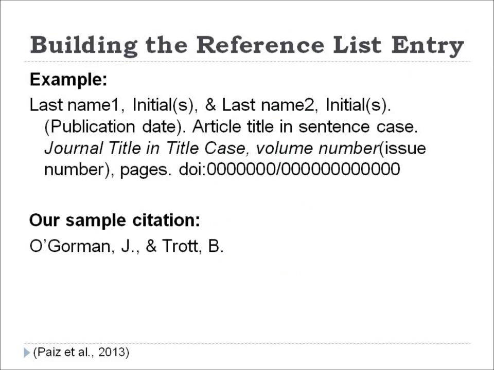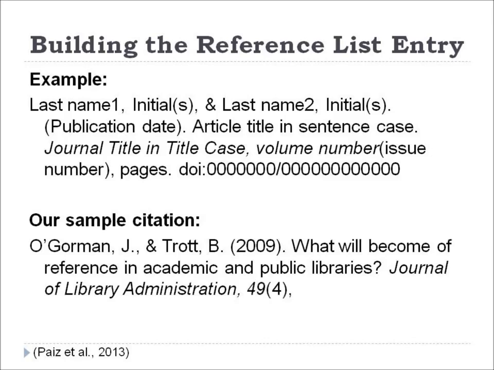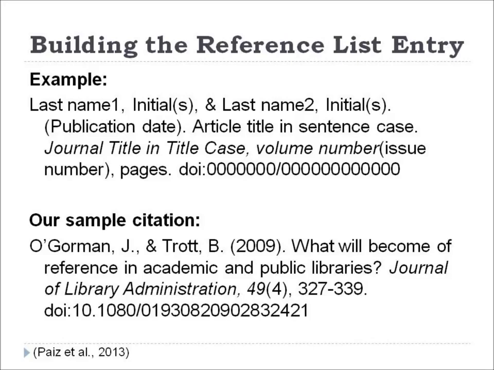We include the names of both authors, separated by a comma and ampersand. Then comes the publication date in parentheses. After that is the article title. Note that the title is unitalicized and only the first word is capitalized. Next is the journal title, which is italicized and in title case. After that come the volume number, issue number, and page numbers. Note the formatting here. Last of all, we have the DOI.